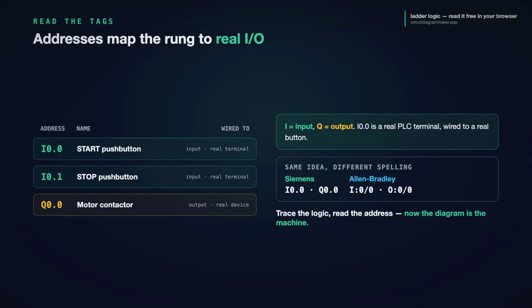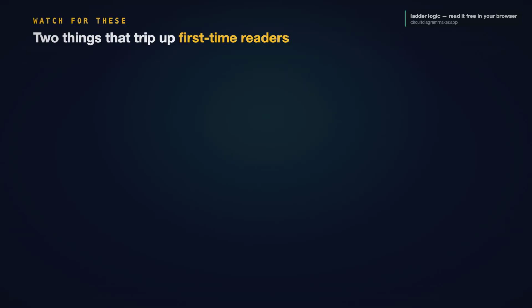Different brands spell it differently. Siemens writes I and Q. Allen Bradley writes I:0. Same idea every time.